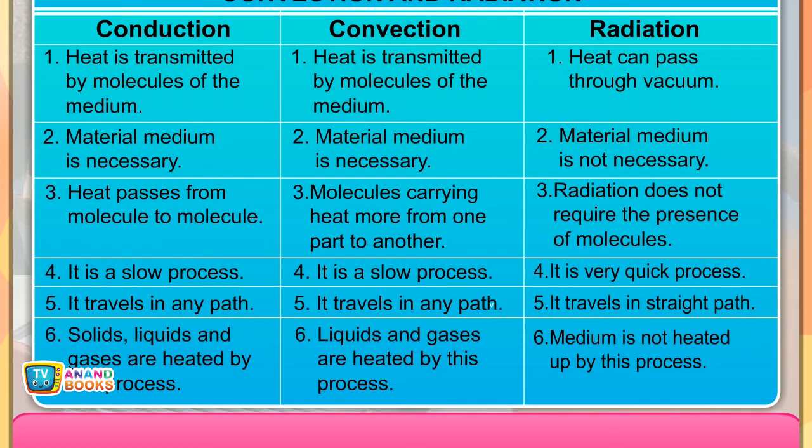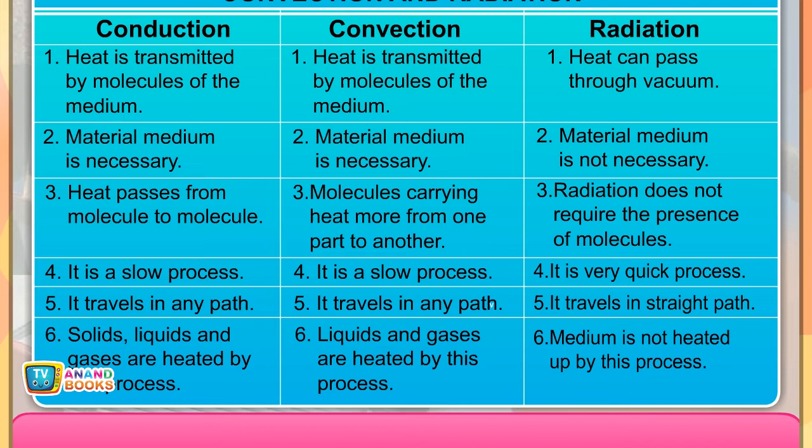Table. Distinction between conduction, convection and radiation. Conduction. Number 1. Heat is transmitted by molecules of the medium. Convection. Number 1. Heat is transmitted by molecules of the medium. Radiation. Number 1. Heat can pass through vacuum. Number 2. Material medium is necessary for conduction and convection. Material medium is not necessary for radiation. Number 3. In conduction, heat passes from molecule to molecule. In convection, molecules carrying heat move from one part to another. Radiation does not require the presence of molecules.